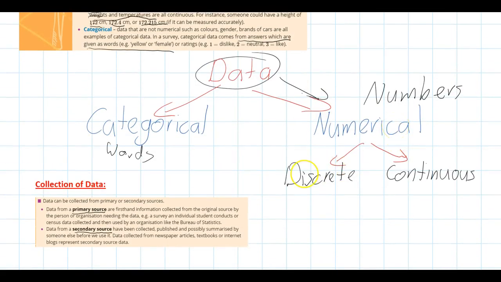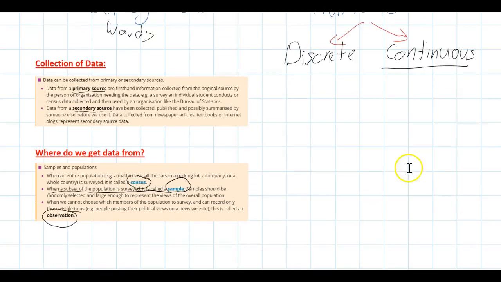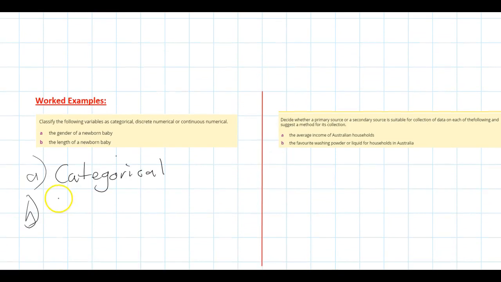Now is it going to be discrete or continuous? So remember, discrete means whole numbers and continuous can mean a whole range of different variables. So in this case, length usually measured in centimeters, it could be 30.5 centimeters. So in this case, it's going to be continuous numerical. So the answer for B here is continuous numerical.